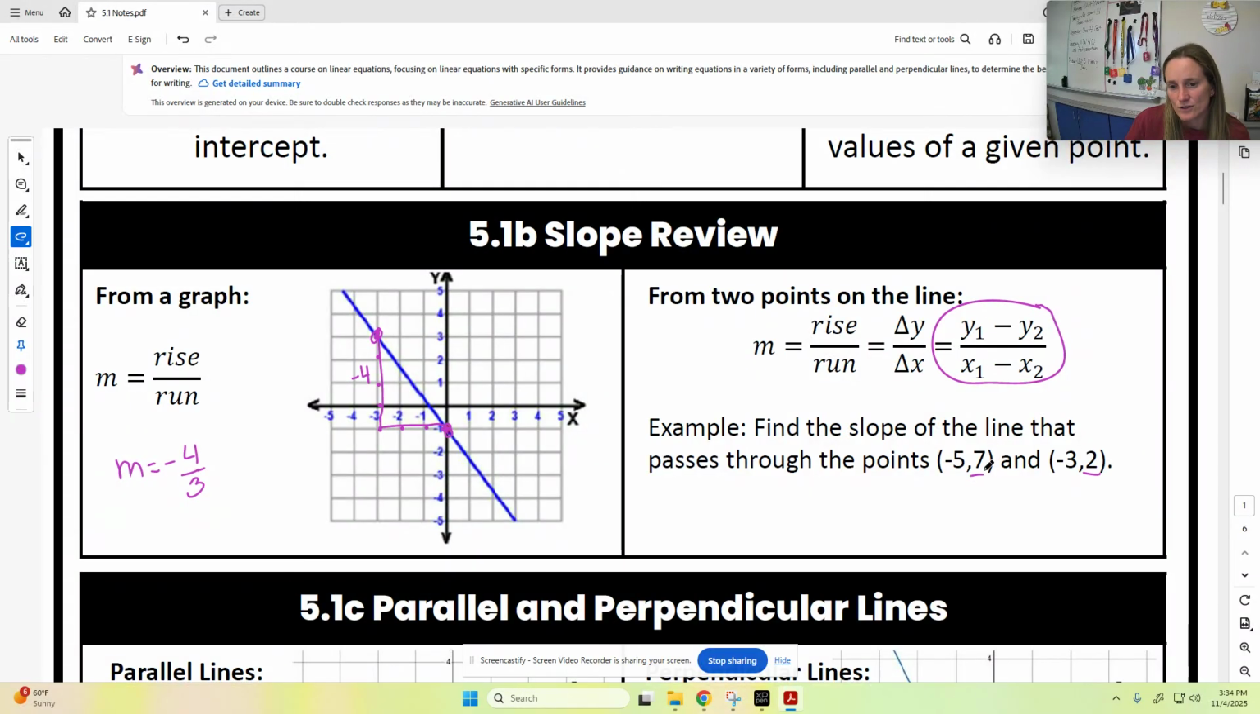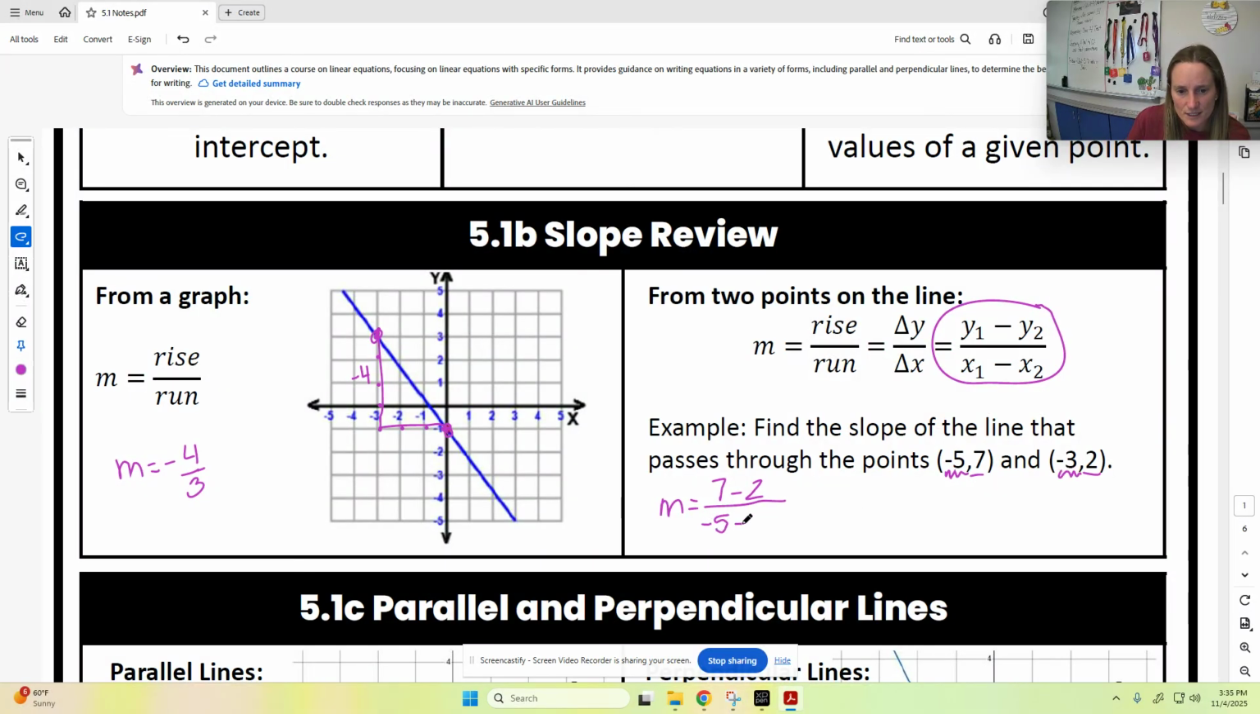Whichever value you start with on the top for the y's, you have to use the corresponding x value first on the bottom. So I can't do 7 minus 2 and then switch the order and do -3 minus -5. You just have to be consistent. So let's find the slope between these 2 points. Again, I'm just going to go first minus second, so 7 minus 2. And for the x's, it's going to be -5 minus -3.